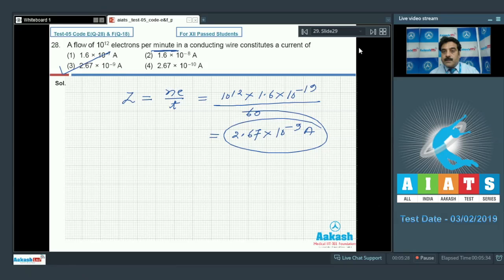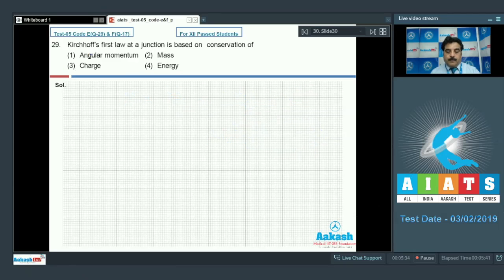So we'll go to question number 29. In problem number 29, Kirchhoff's first law at a junction is based on conservation of charge, because the junction cannot create charge and cannot absorb charge, because incoming current will be equal to the outgoing current. So option number third will be the right choice. Let's move on. Question number 30.